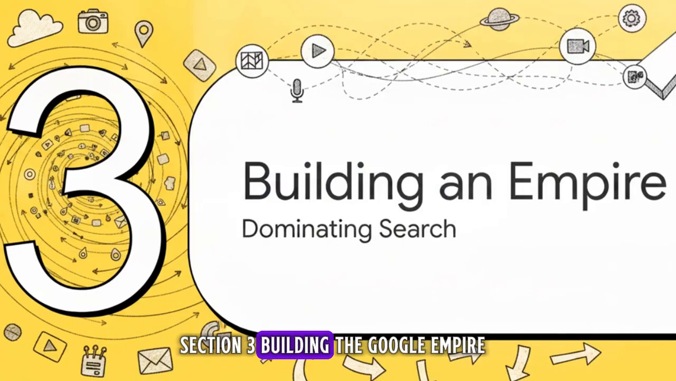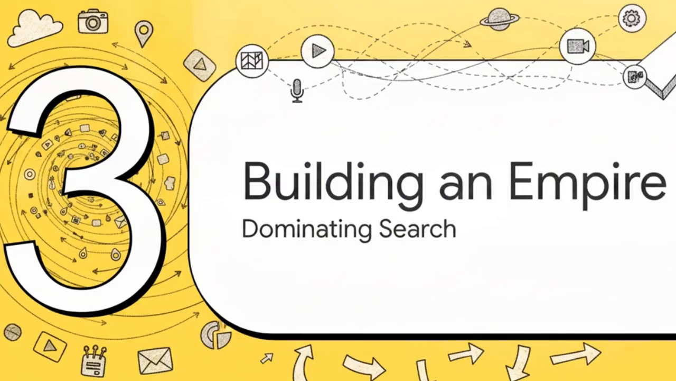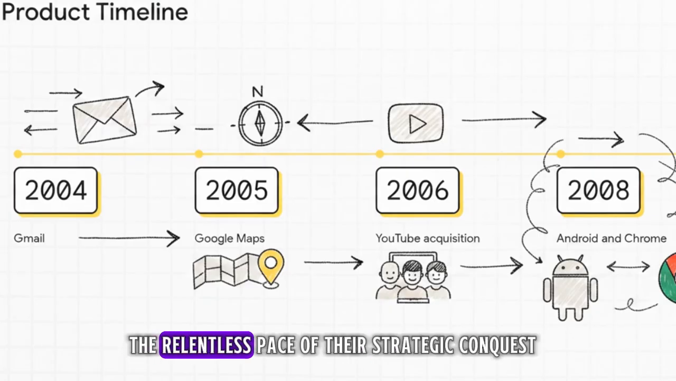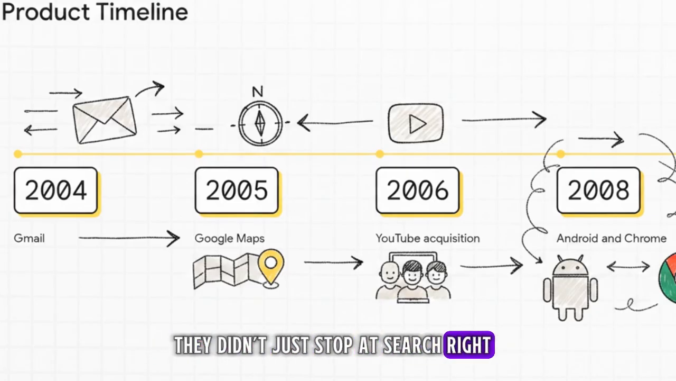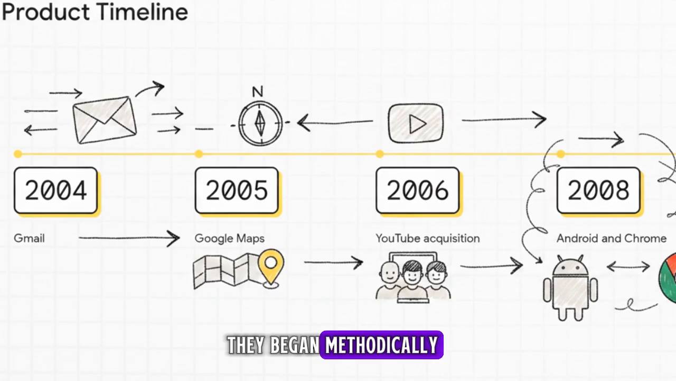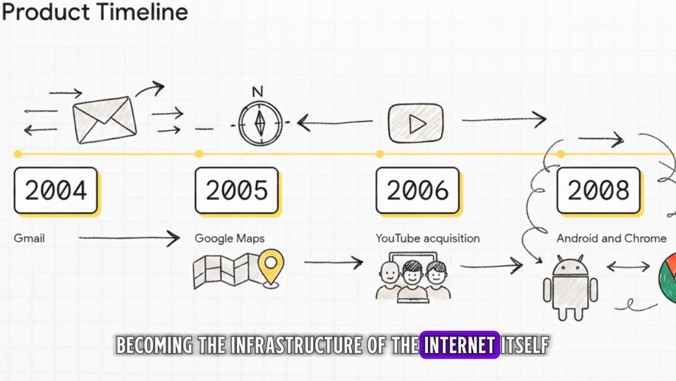Section 3, Building the Google Empire. And this brilliantly illustrates the relentless pace of their strategic conquest. They didn't just stop at search, right? They began methodically becoming the infrastructure of the internet itself.